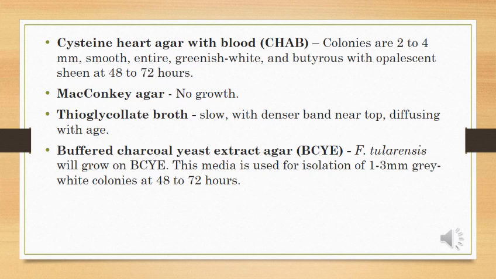In MacConkey agar, no growth, and in thioglycolate broth, slow growth with a denser band near the top, diffusing with age. In buffered charcoal yeast extract agar, the colonies are 1 to 3 mm, grey-white at 48 to 72 hours.